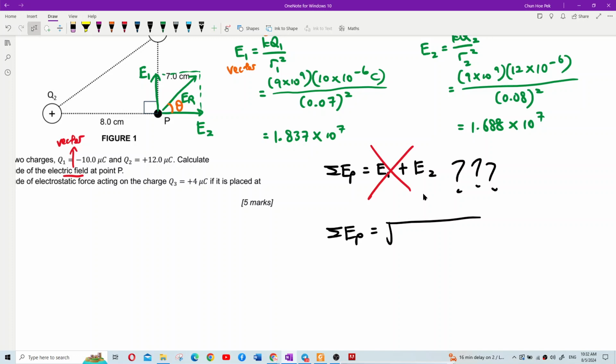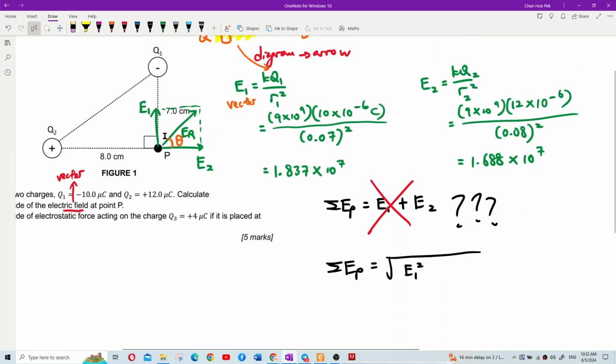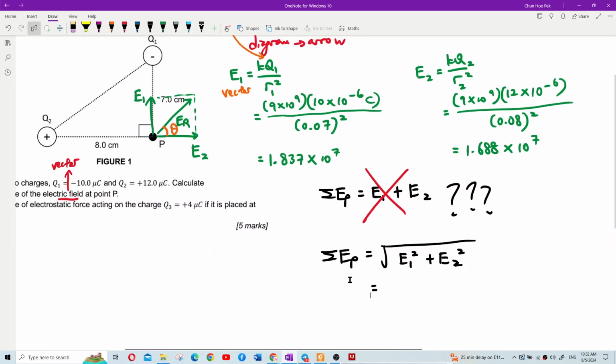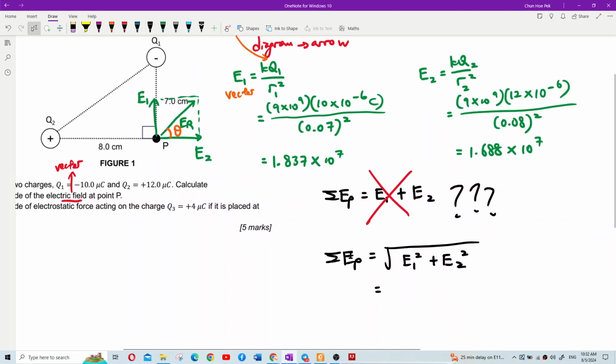So you should take this E1 squared, because E1 is considered to be the Y component, and E2 is the X component. So you have to use the Pythagoras theorem to get the resultant, the E resultant, the resultant electric field at P.